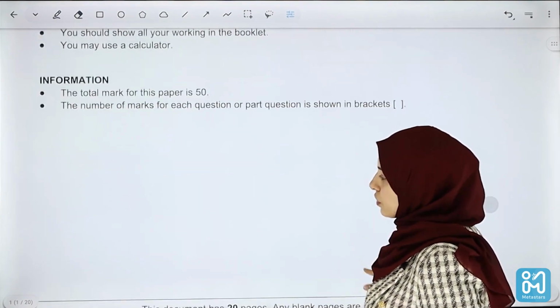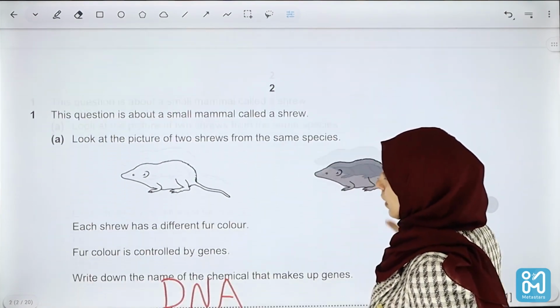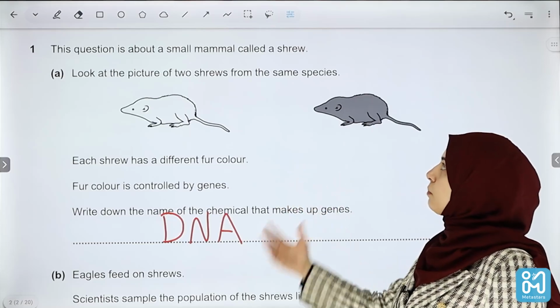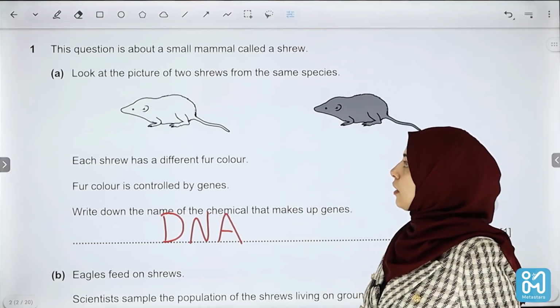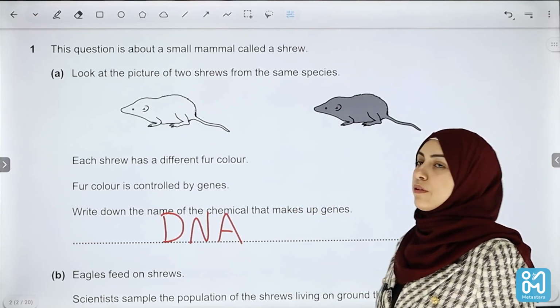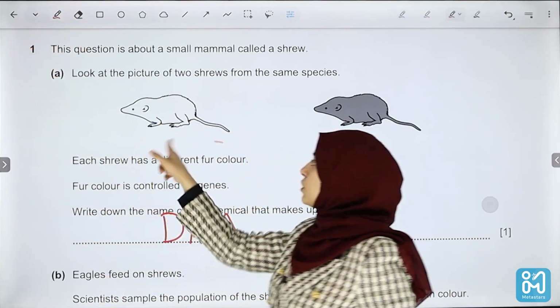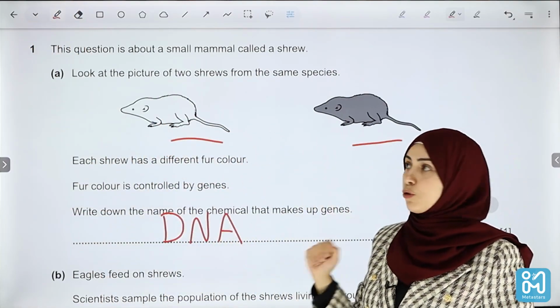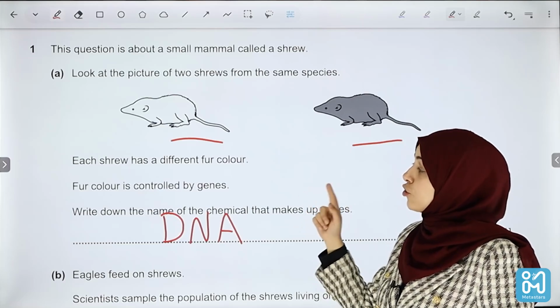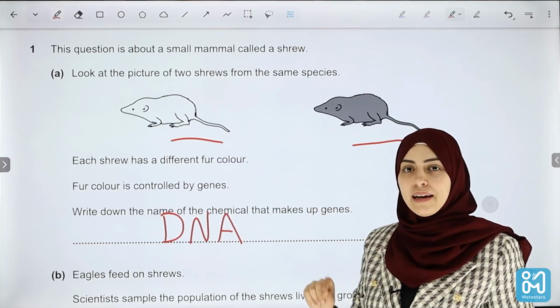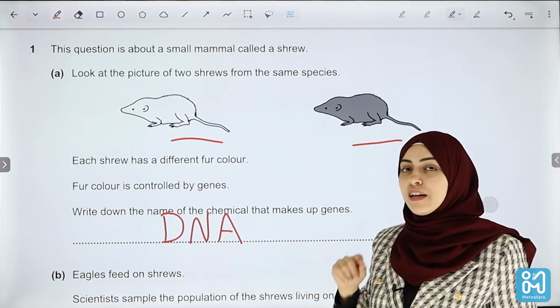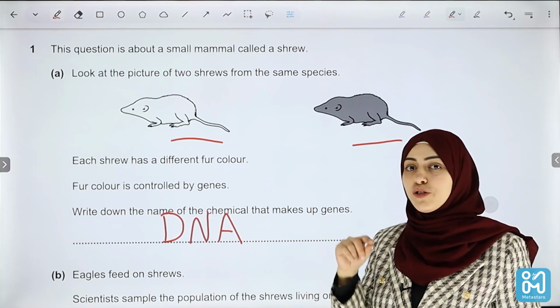Okay, let's see the first question. The question is about a small mammal that is called a shrew. Look at the pictures of two shrews from the same species. You can observe that we have two different colors of shrew, black and white. Each shrew has a different fur color according to their genes.